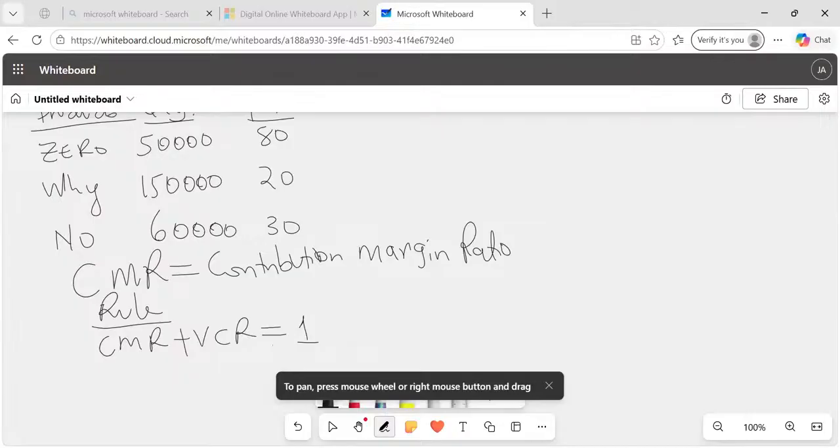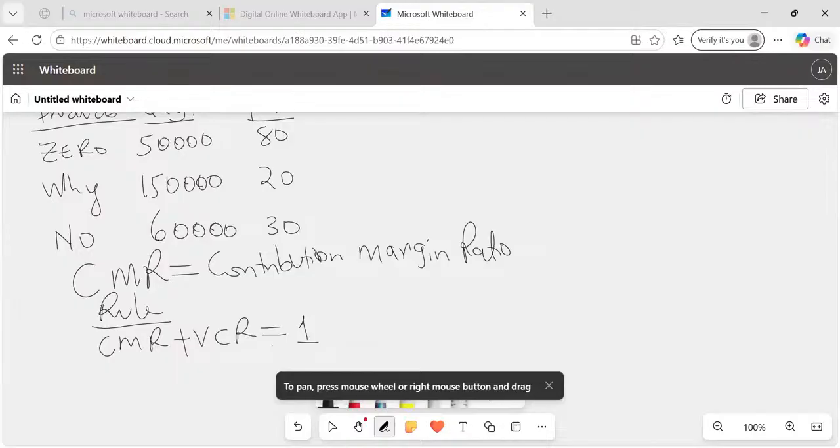CMR plus VCR will always be equal to 1. This is a very important rule. I would rather we just understand this and go home. This is a key thing that I would want everybody to understand, even if it's the only rule. So we shall remember for the whole of today that CMR and VCR have a special relationship.